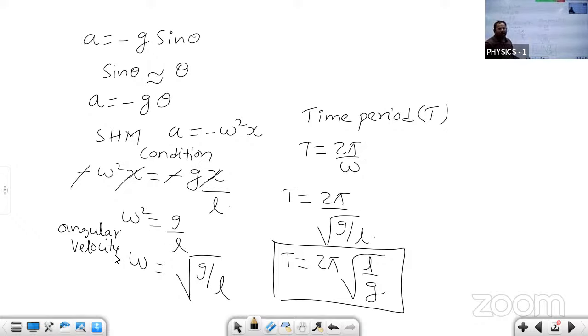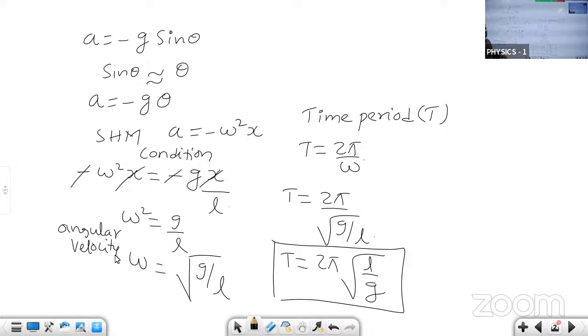Time period formula: T equals 2 pi by omega. Omega we got from this total derivation, under root of g by L. So write omega as under root of g by L. Taking the reciprocal, students, capital T equals 2 pi under root of L by g. This is the expression for time period in the case of a simple pendulum.